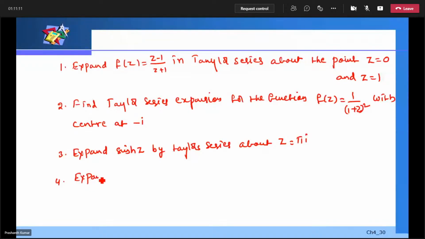Expand log of 1 minus z, when mod z is less than 1, using Taylor series.